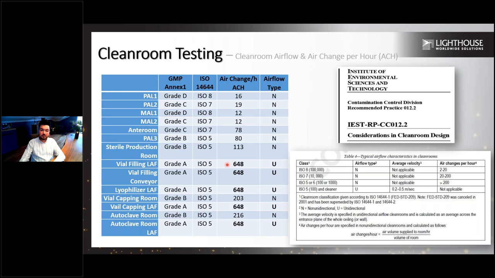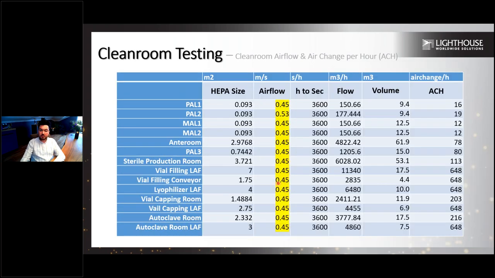So instead of calculating these air changes per hour, let's move back. We want to make sure that we're providing 0.45 meter per second plus minus 20%.